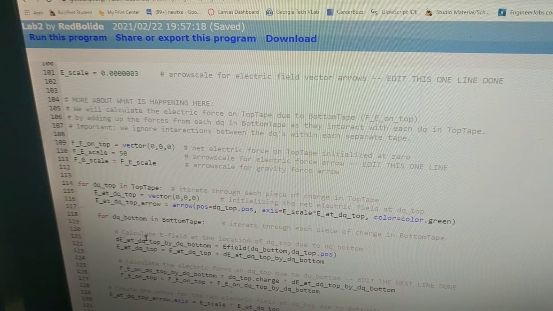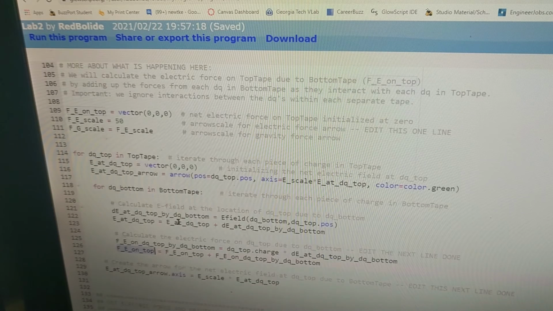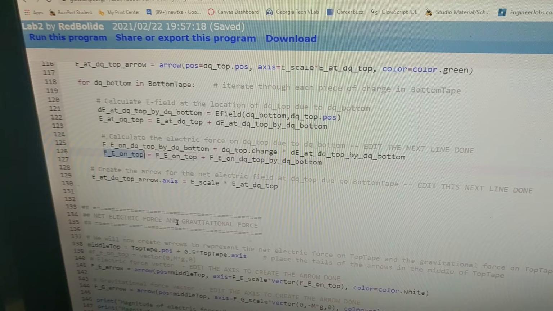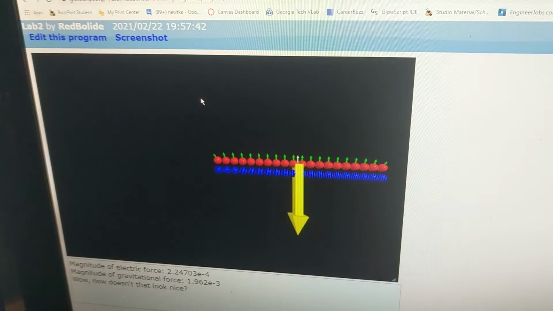Now, with each of these calculations, we are finding a value for the electric field at each point on the top, and we're adding them together into a single value. We're doing the same thing for the force due to the charge on the bottom, and we're adding them together. Now, by adding together all of these dEs and dQs, we get a value for the magnitude of the electric force. One thing to note is that when we run this, it doesn't look too good. This white arrow right here is supposed to represent the magnitude of our electric force, but it's tiny in comparison to the gravitational force.